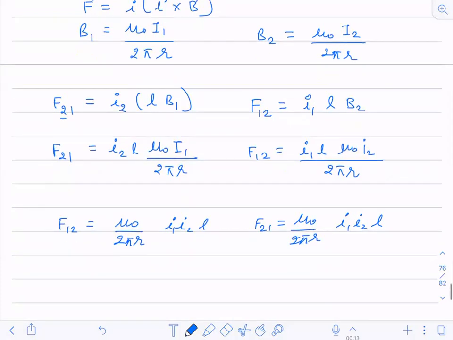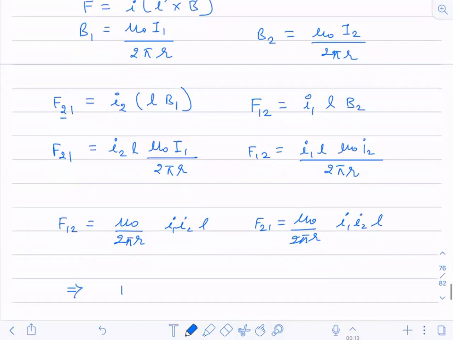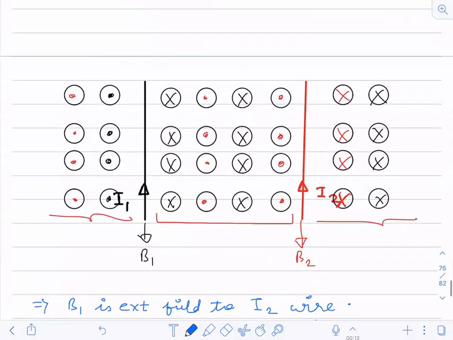So from here I can say F12 is equal to F21. The magnitudes are the same. We have to find out the direction now, because the force we have calculated, force is a vector quantity. So just come here again.